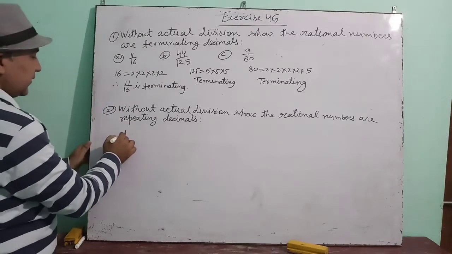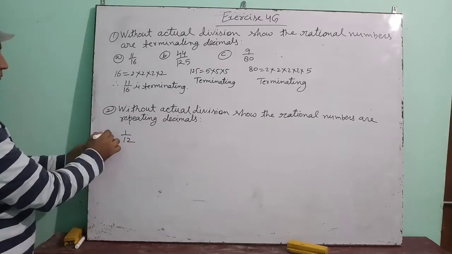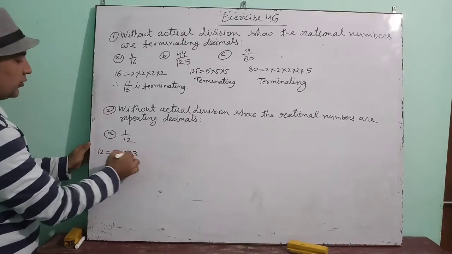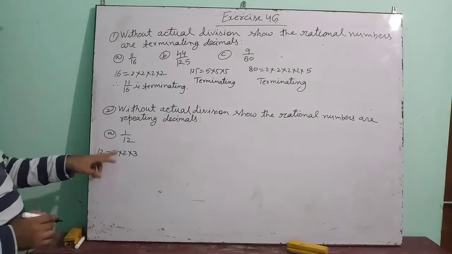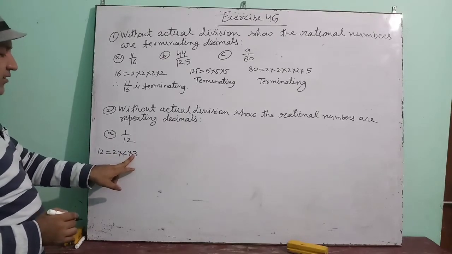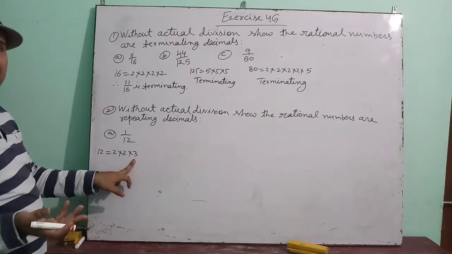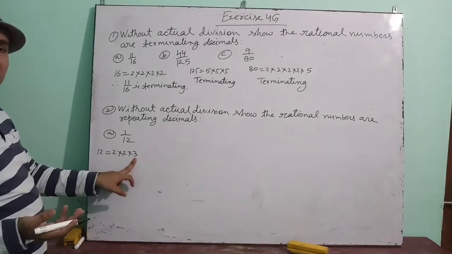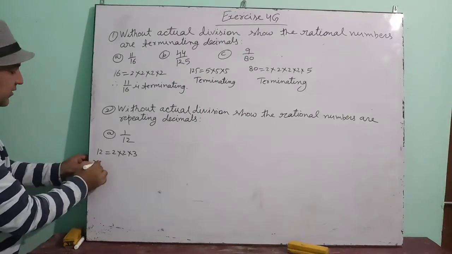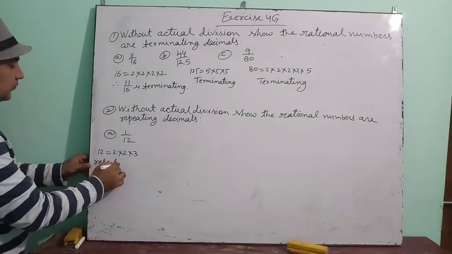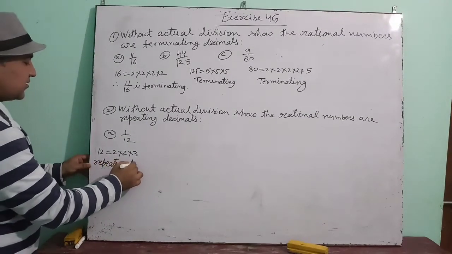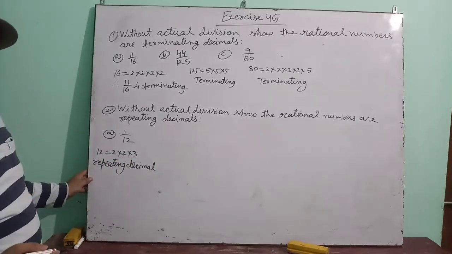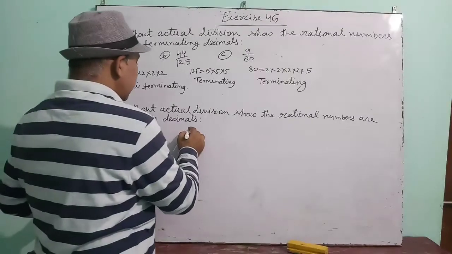But see here, 1 upon 12. Here 12 is 2 into 2 into 3. You are watching that the denominator has a factor which is other than 2 and 5. If the denominator has a factor other than 2 and 5, then that will be a repeating decimal. This is the repeating decimal. Understood?